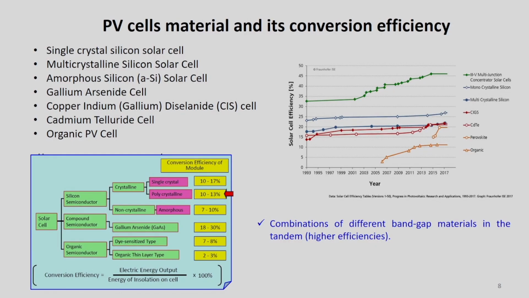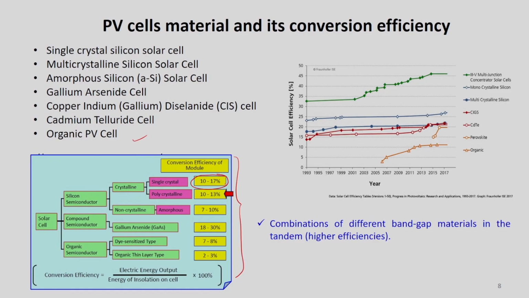So already you have learned the different kinds of material used for conversion of solar energy to electricity by using different cells. It may be single crystal solar cells, multicrystalline solar cells, amorphous solar cells, gallium arsenide, copper indium diselenide, then cadmium telluride cell, then organic solar cells. So this chart shows the conversion efficiencies of the solar cells. In case of single crystal solar cells, we will have 10 to 17%.